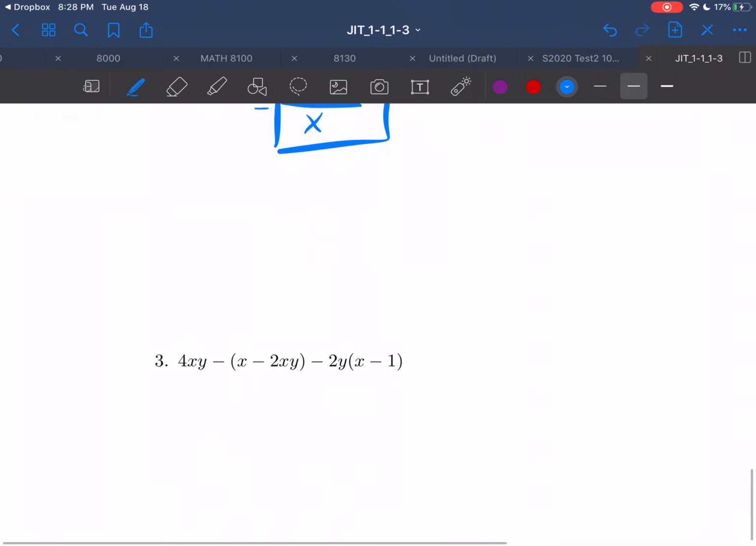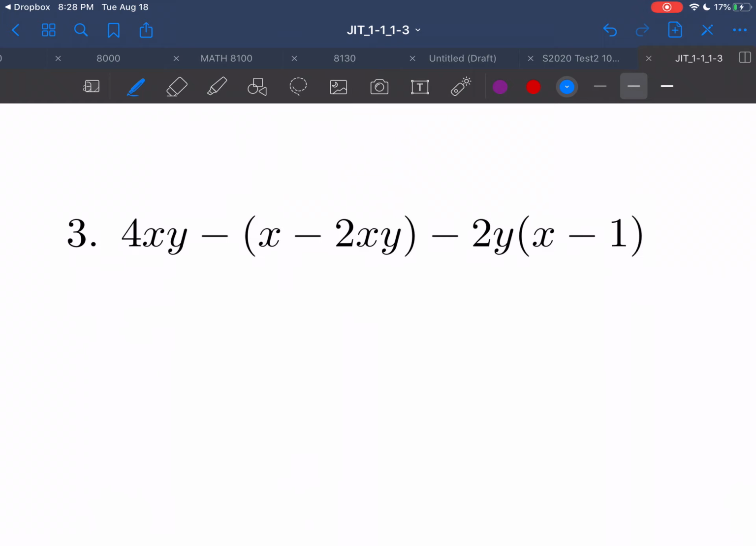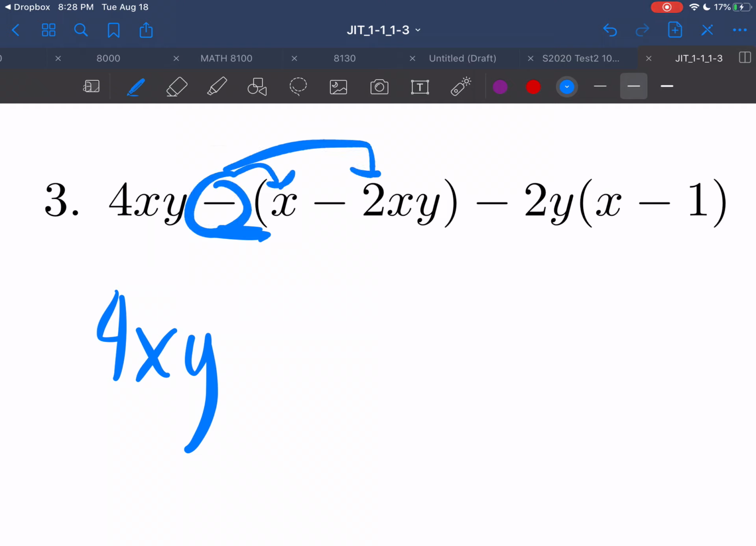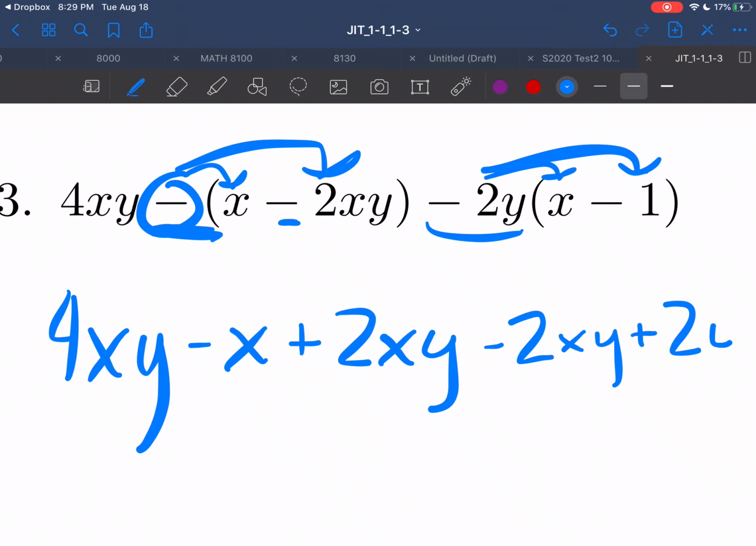Now, our last example for this video was using our parentheses, and here you'll see the case where we don't necessarily have a number here. That just means there's a 1. So what we'll do is we'll have this 4xy, and then we'll distribute this minus to both of these terms. So that'll be minus x plus 2xy, because negative times a negative is a positive. And then we'll take our negative 2y here and distribute it to both terms. So we get negative 2xy plus 2y.